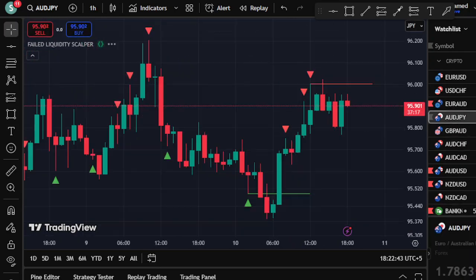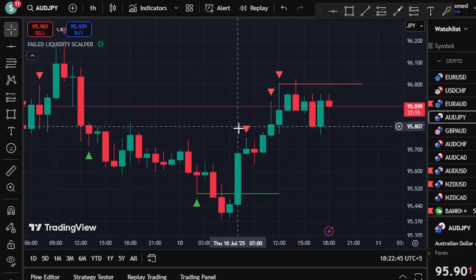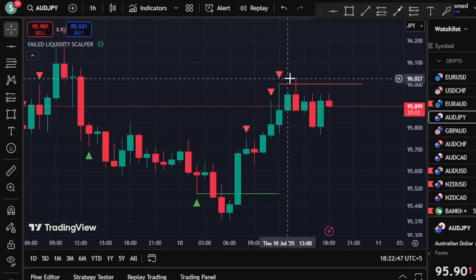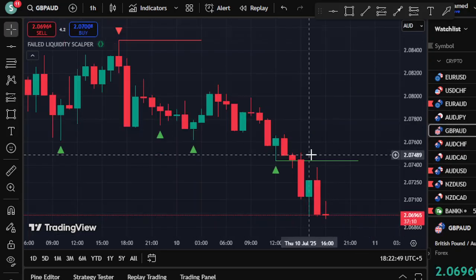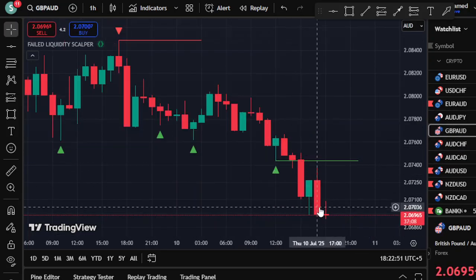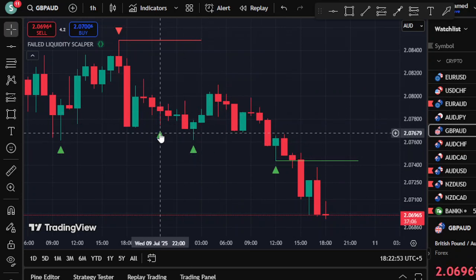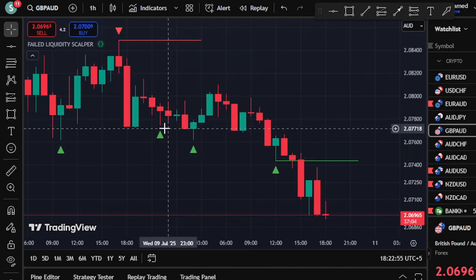And I can show you many examples. You can see that's a failed liquidity setup. You can see price is up. Let's go to GBP AUD. You can see failed liquidity setup, price is down. Okay, this is not failed. This is also not failed.